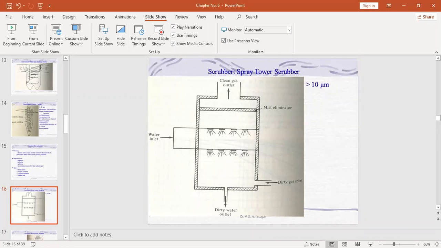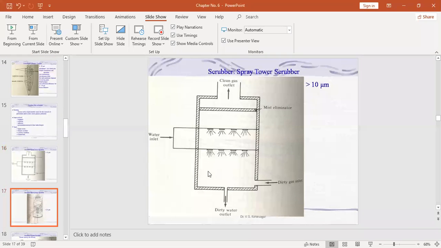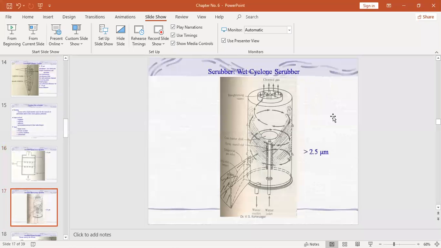Okay, guys, I have taken the snapshots. Now we'll continue the remaining lecture. Okay, I hope you have finished this. Then the next one is the wet cyclone scrubber. Second type of wet scrubber is known as the wet cyclone scrubber.